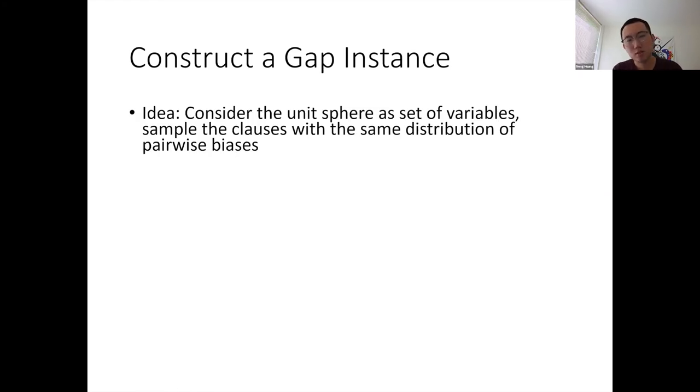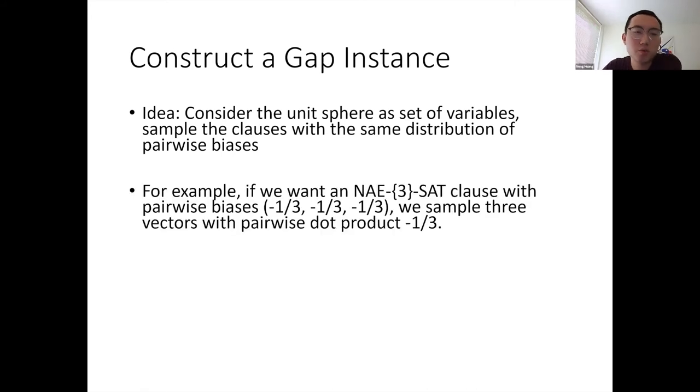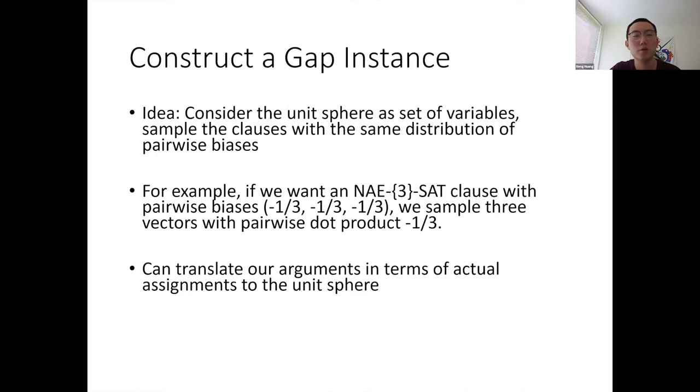So one idea is to consider the unit sphere as a set of variables. You can sample the classes with the same distribution of pairwise biases. And what do I mean by this? For example, if we want an NAE3 class with pairwise biases minus 1/3, minus 1/3, minus 1/3, we just sample 3 vectors from the sphere with pairwise dot product minus 1/3. And we can translate our previous arguments in terms of actual assignments to the unit sphere.